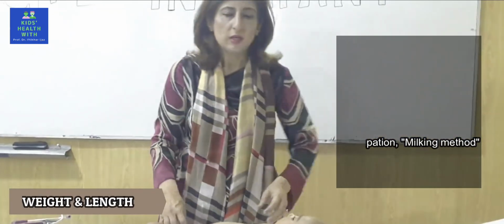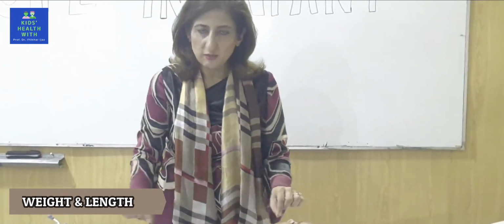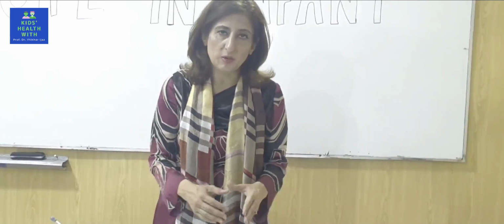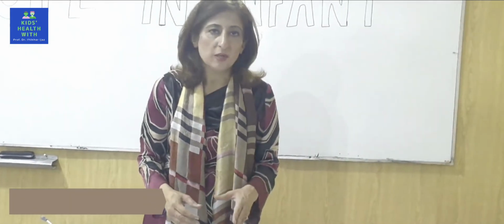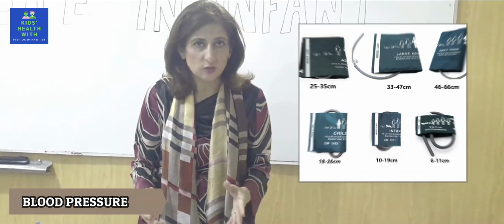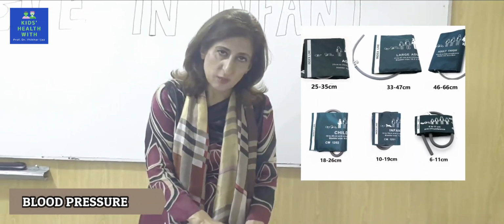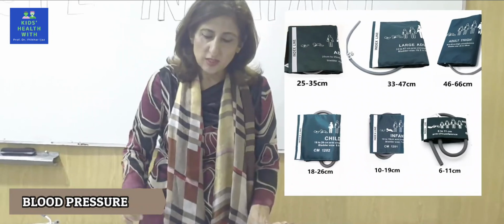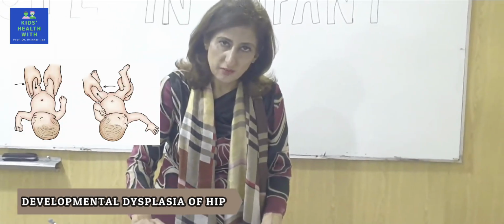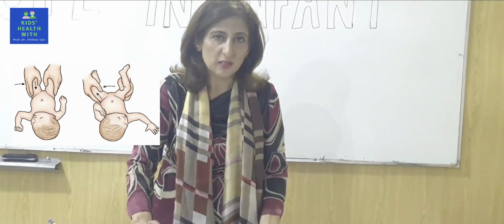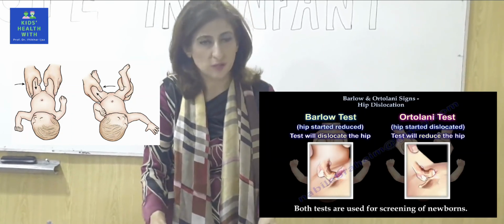Finally, we will check the weight and length of the baby. Probably in every case it may not be important to check blood pressure in a very young infant, because mostly they will start crying and your findings will not be valid. We can check blood pressure with an appropriate size cuff. We can check for developmental dysplasia of the hip. Both Barlow and Ortolani maneuvers can be done, especially in cases where we have some doubt.